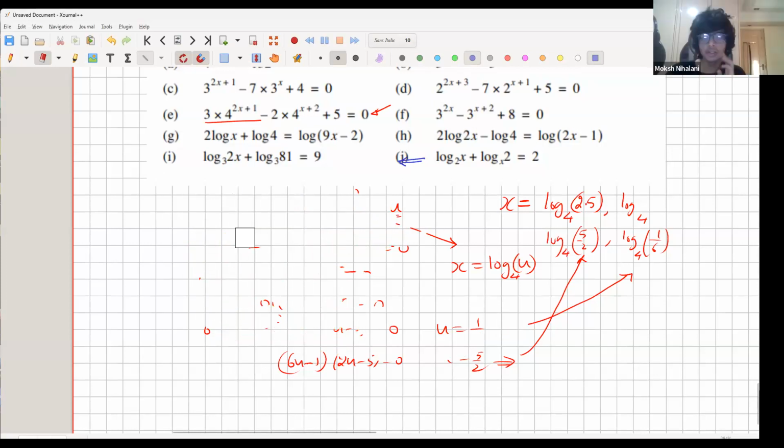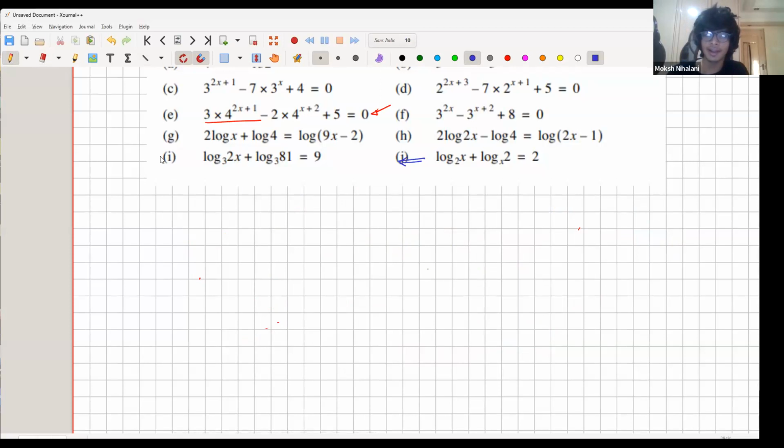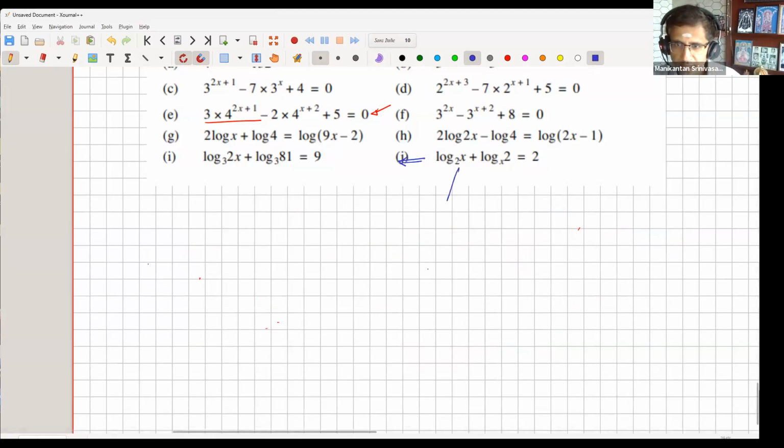What I did is I saw log 2 to base x the same as 1 upon log x to base 2. Then if you take log x to base 2 as u, you get u plus 1 upon u equals 2. If you solve that, the only answer for u is 1. And you can't have 1 as an answer to the right logarithm and left logarithm. Okay, you're almost right, but you messed up in the last step.